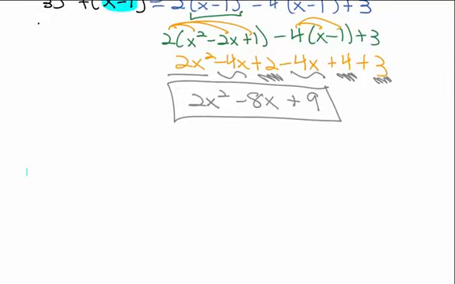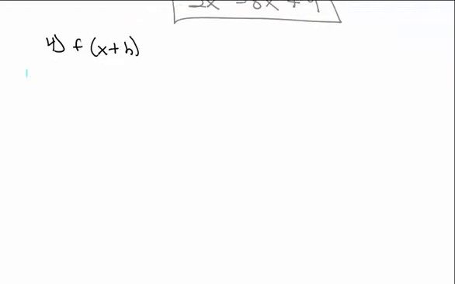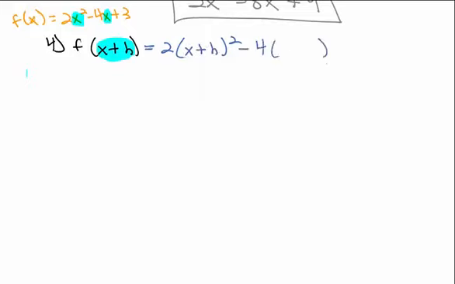Let's do one last of these. Let's find f of x plus h. We can also have several variables going on. And again, the function we were talking about was f of x equals 2x squared minus 4x plus 3. So again, we're going to take the x plus h, and it's going to go into each of the x's. So we have 2 times stuff squared. That stuff is x plus h. Minus 4 times stuff. That stuff is x plus h, plus 3.